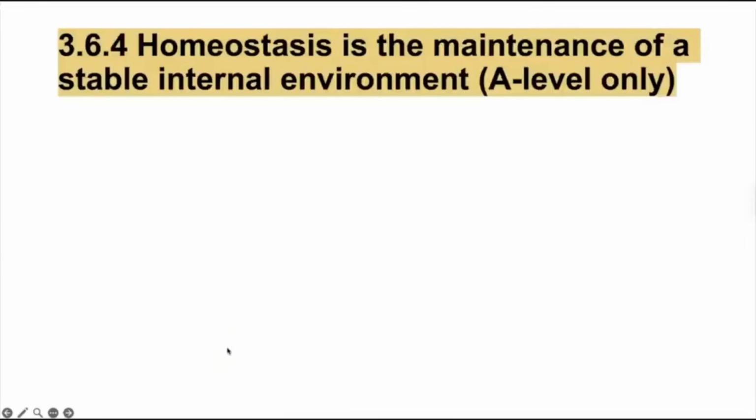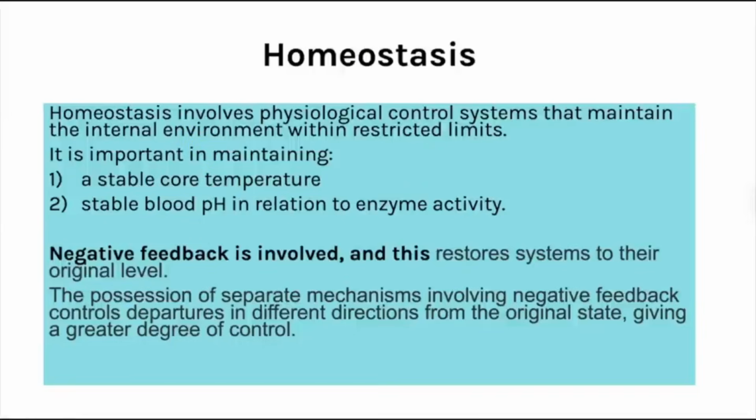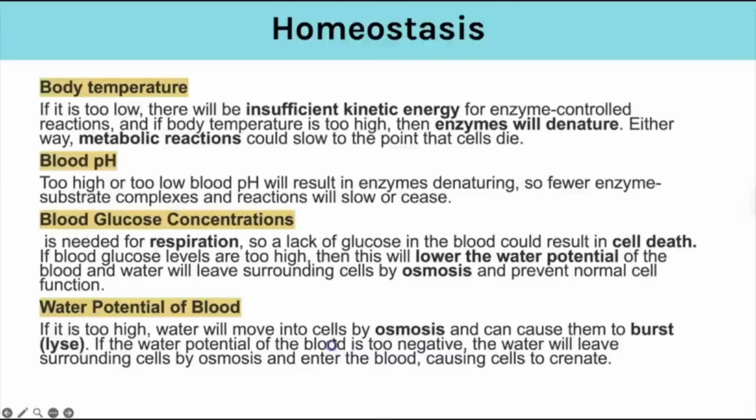Next then is 3.6.4, homeostasis. Homeostasis involves physiological control systems that maintain the internal environment within restricted limits. And it's important in maintaining things like a stable body temperature, stable blood pH for enzyme activity. Negative feedback is involved, and this restores systems to their original level. And the possession of having separate mechanisms, so one that can bring levels back up, one that can bring it back down, gives better control to get it back to the original state that it should be at.